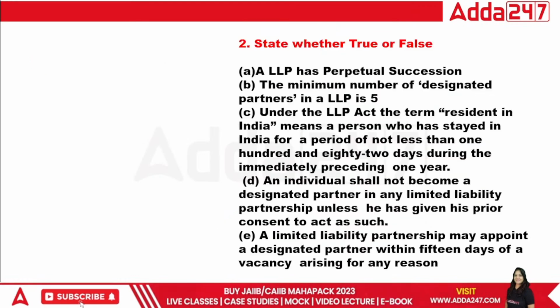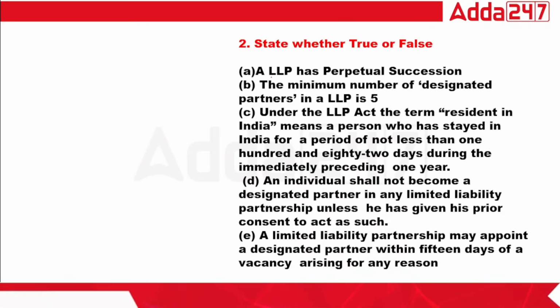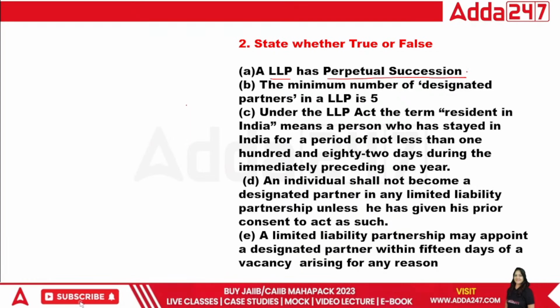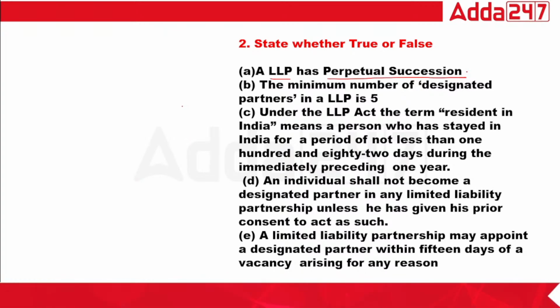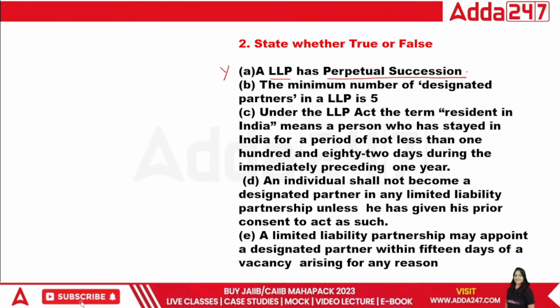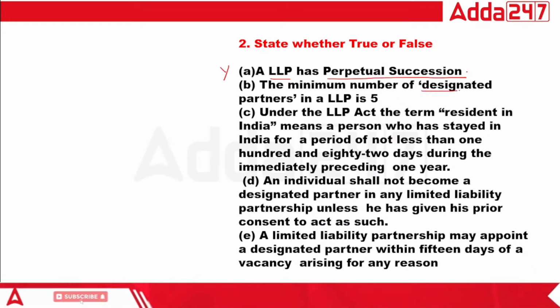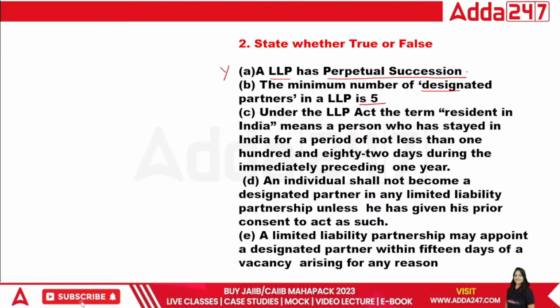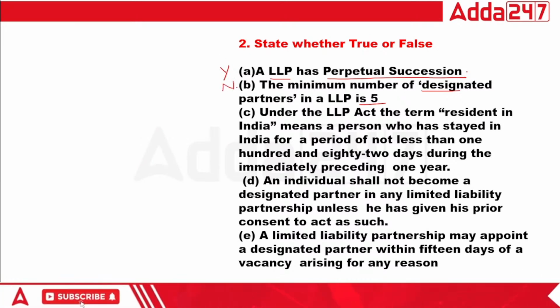Okay, next. True and false. LLP has perpetual succession just like company. Say yes or no. The answer is yes. Minimum number of designated partners is 5. That is no. Minimum is 2.